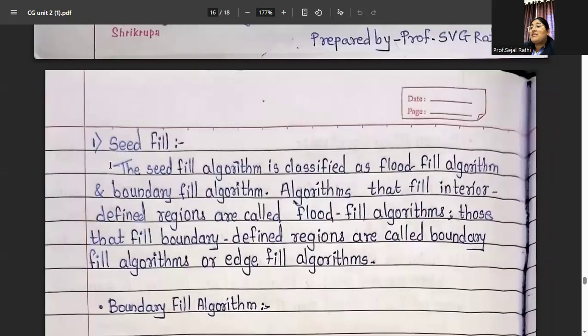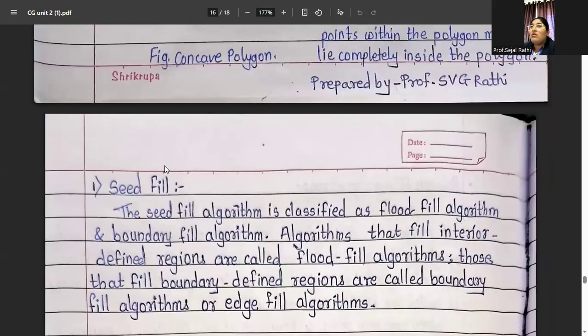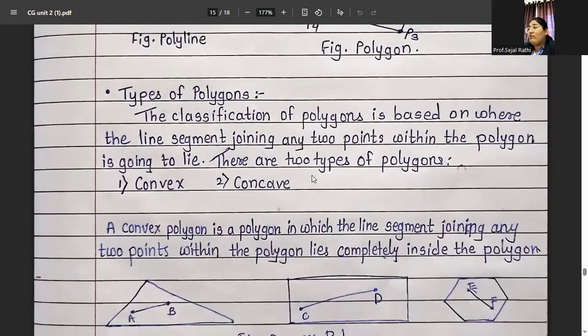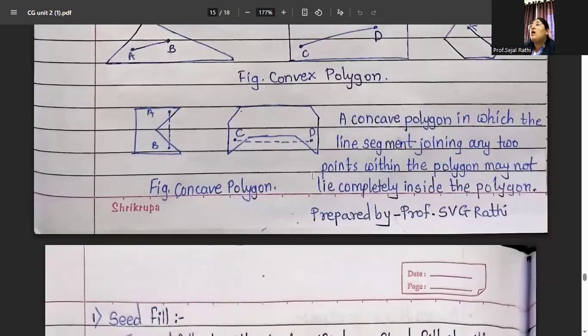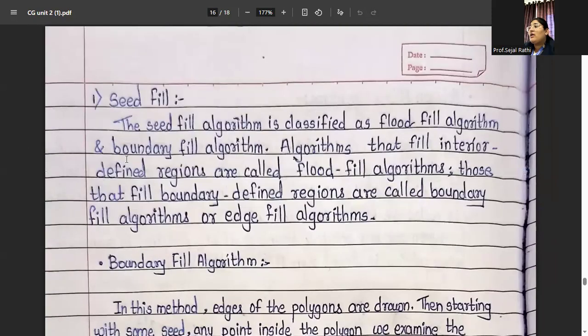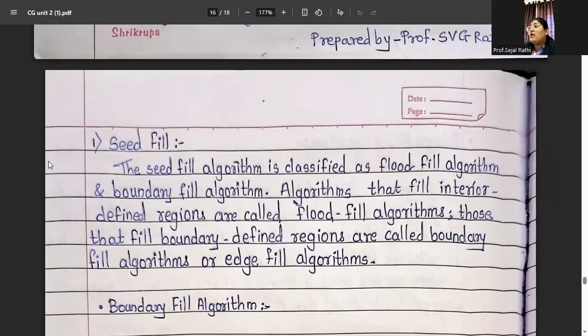So the first algorithm is the seed fill algorithm. You have a question on this topic: what are the steps of the seed fill algorithm in polygon filling algorithms? I have given the question in the assignment. There are two types, flood fill and boundary fill.